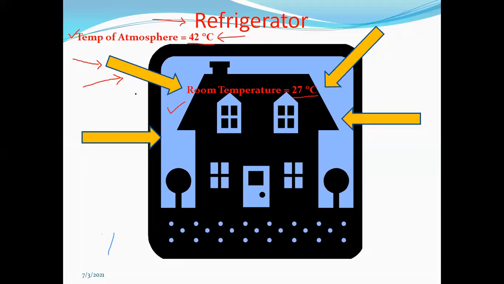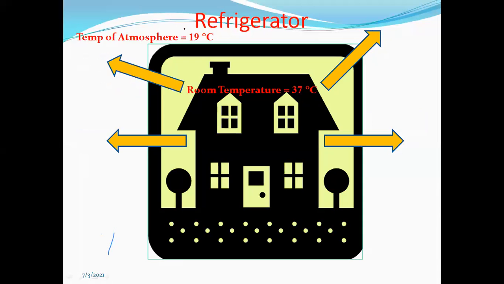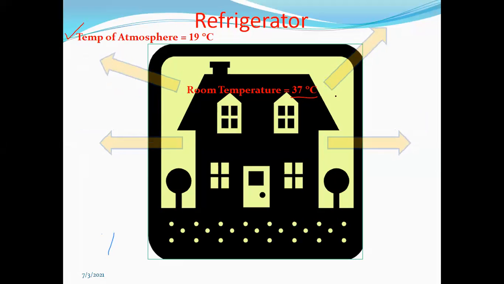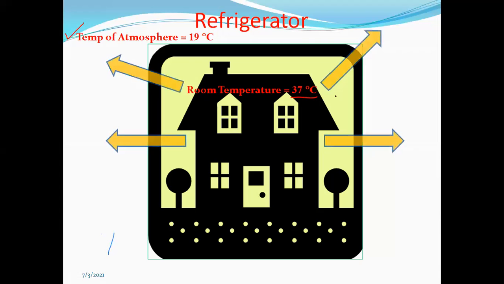Now suppose the temperature of the atmosphere is 19 degrees Celsius, and the room temperature is now heated and it is 37 degrees Celsius. Then obviously heat flows from home to atmosphere, so that home will get a decrease in temperature.